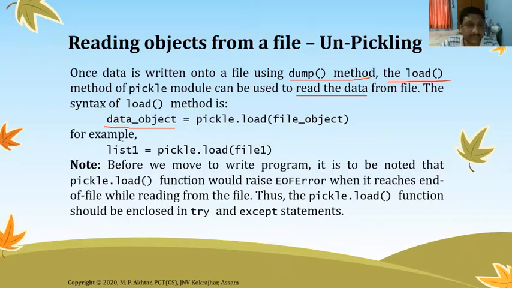Now see the example here: list1 equals pickle.load(file1). We already know what list1 and file1 are. File1 is the file handle, the file object, which is created when we open the file using the open function, and list1 is the list type data.